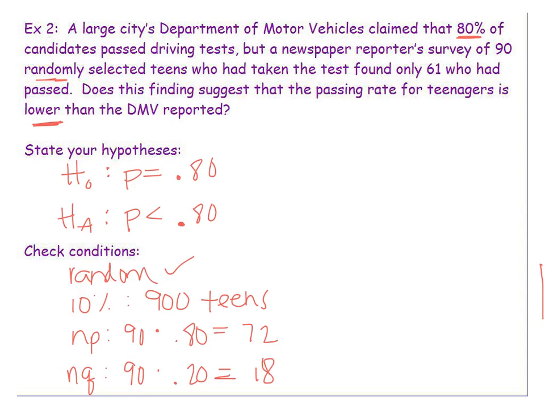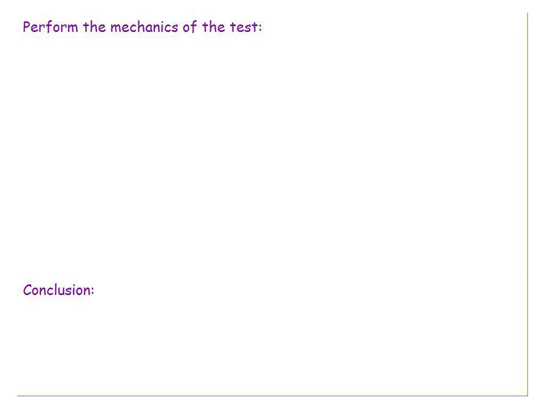So those are your first two steps of your hypothesis. So now let's talk about the math part. So the mechanics. The first thing we need to know is our p-value, and that was 0.80.